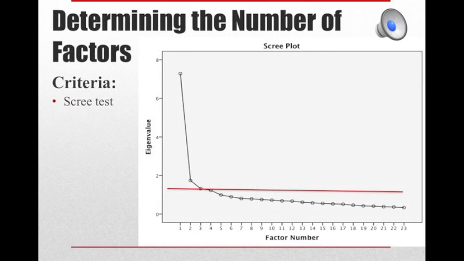The scree test is another criterion used to determine the number of factors, which consists of plotting the eigenvalues against the number of factors. The point at which the curve begins to straighten out, or the elbow of the curve, is considered to indicate the maximum number of factors to extract. In our case, the scree plot suggests that 3 or 4 factors should be extracted.